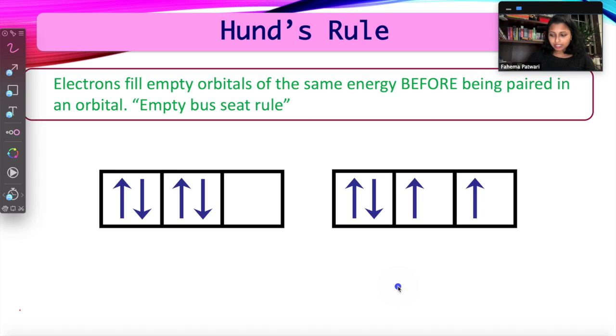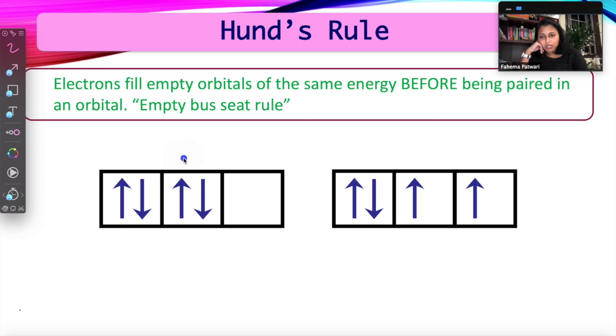Think of it this way. If there's 3 rows of seats in a bus and 3 strangers get on, they're not going to double up if there's a free row of seats available. Why do electrons behave this way?